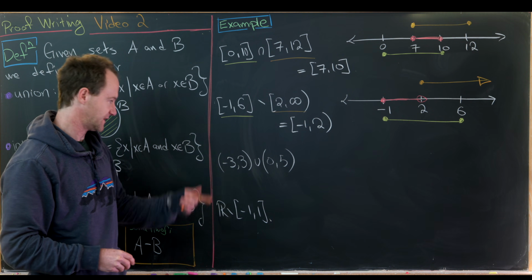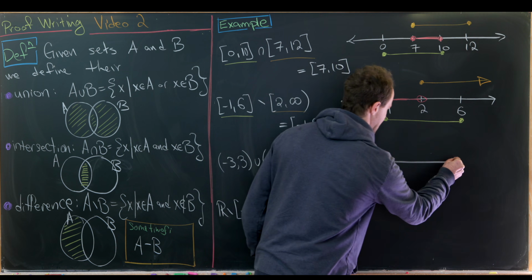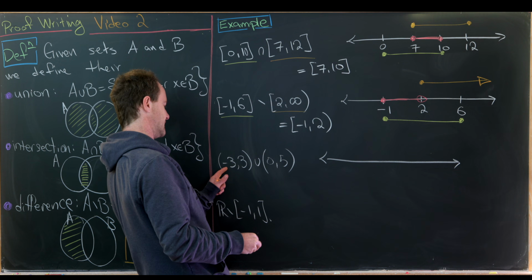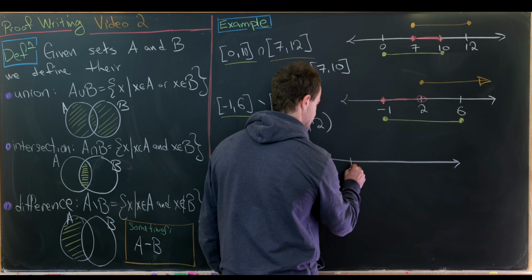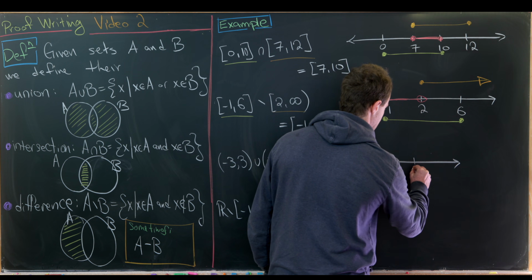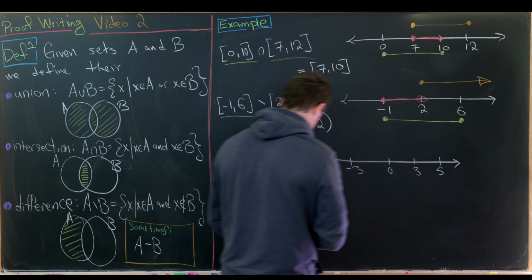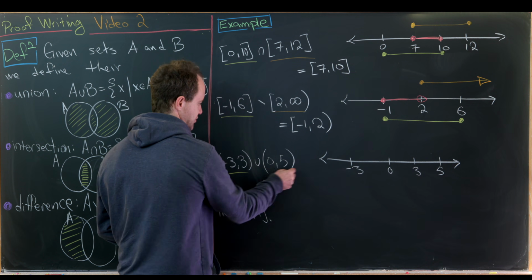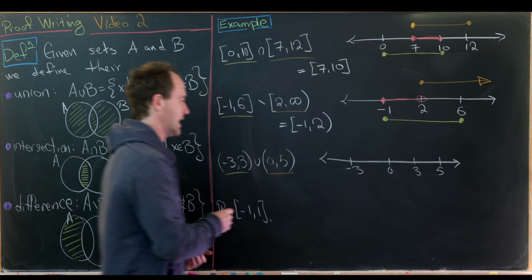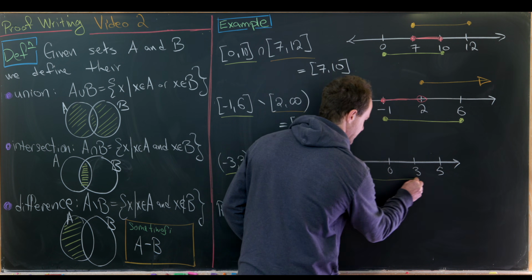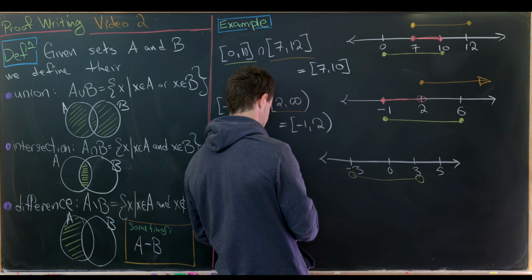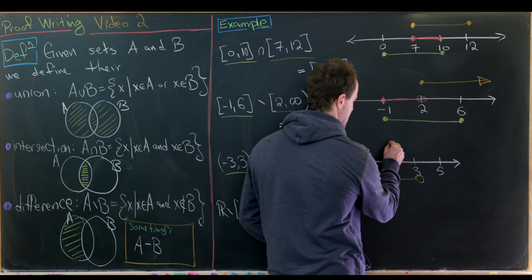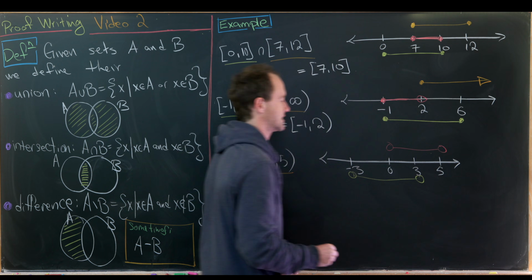Okay, so now let's look at this one. Here we'll have important points of -3, 0, 3, and 5. Again, let's color code just to keep everything consistent. And we'll have -3 to 3 looks like this, whereas 0 to 5 looks like this.